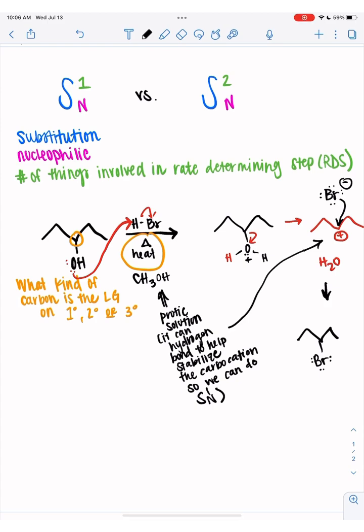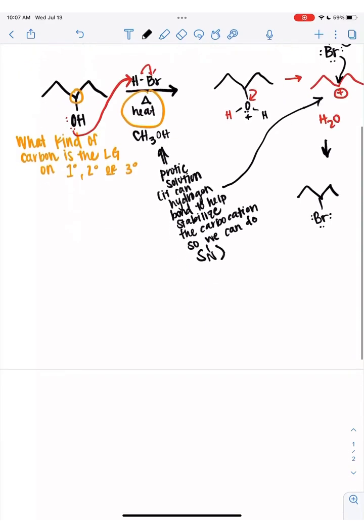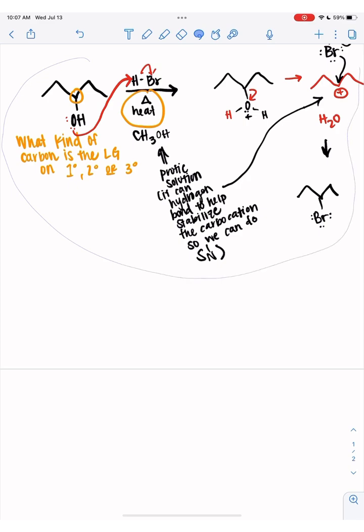If you ever have a tertiary leaving group, a leaving group on a tertiary carbon, it's going to go SN1 because that carbocation can always be supported. If you have a primary carbon, a leaving group on a carbon attached to one other carbon, it can never go SN1. You can never form a primary carbocation, and you will always go SN2. So I'm going to show you how we're going to switch this to an SN2 mechanism.